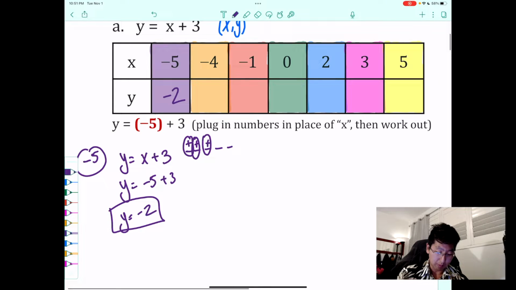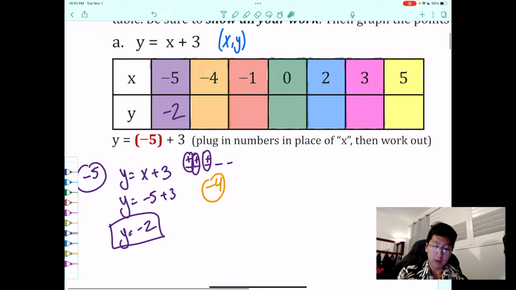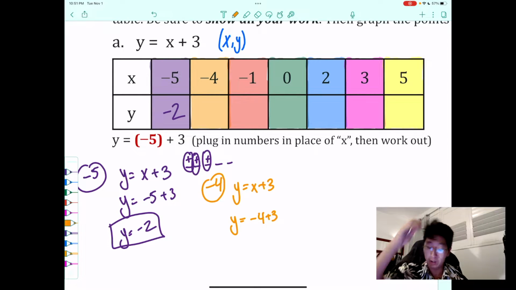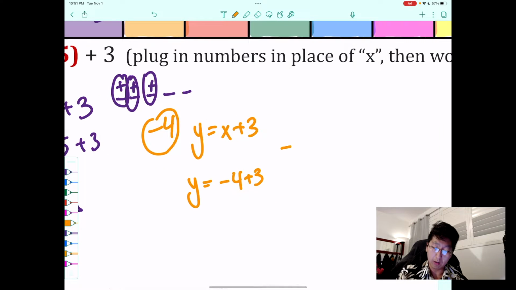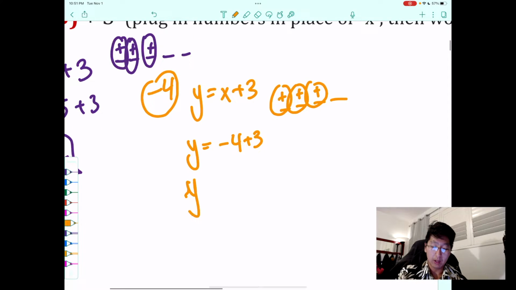Okay. I'm going to use orange to talk about -4. And so I'm going to use my equation again. Y equals x plus 3. But instead of x this time, I'm going to plug in -4. So what does y equal? Y equals -4 plus 3. And so if I add these two together, I'm going to get 1, 2, 3, 4 negatives and 3 positives. Create 3 zero pairs. Y equals -1.